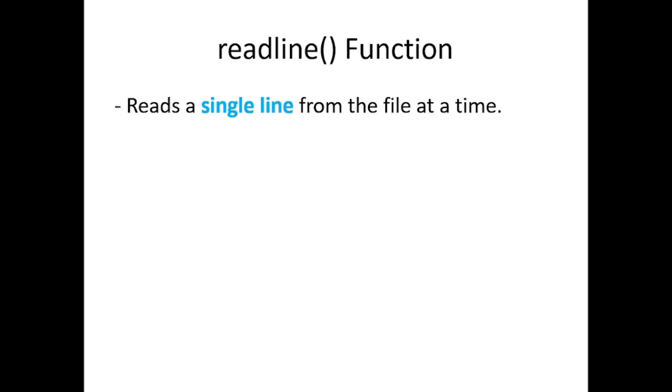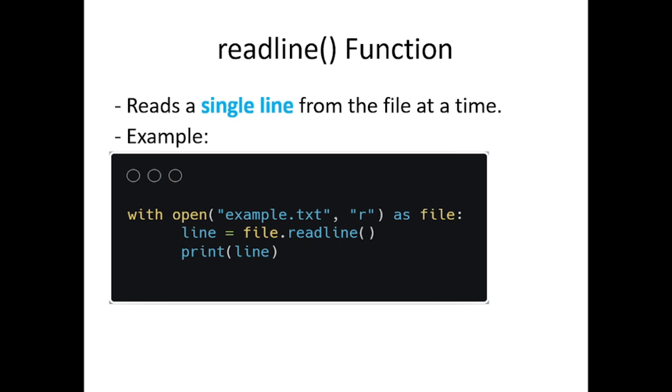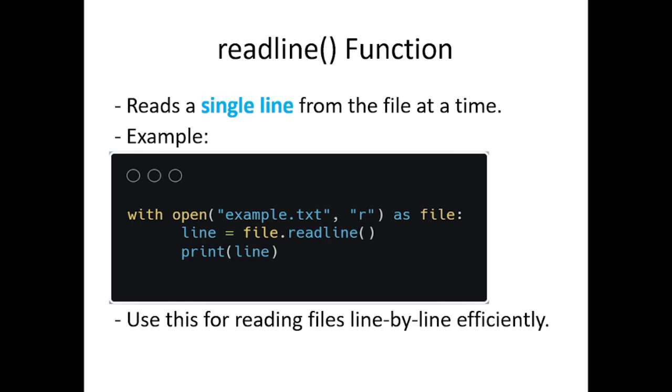Then comes the readline function. This function basically reads a single line. It reads line by line from the file, but it reads a single line at one time. Let's see the code. In this example we have used the example.txt file, and the function readline reads the first line, will store it in the line object, and then we print it. So it will read only a single line. So it is used when we want to read the file line by line.